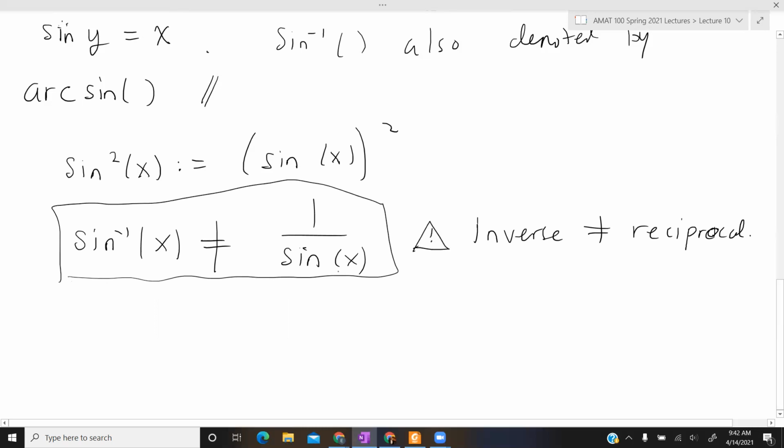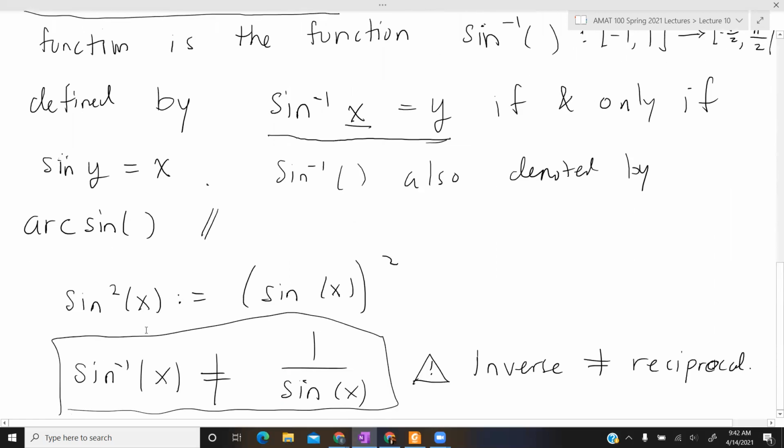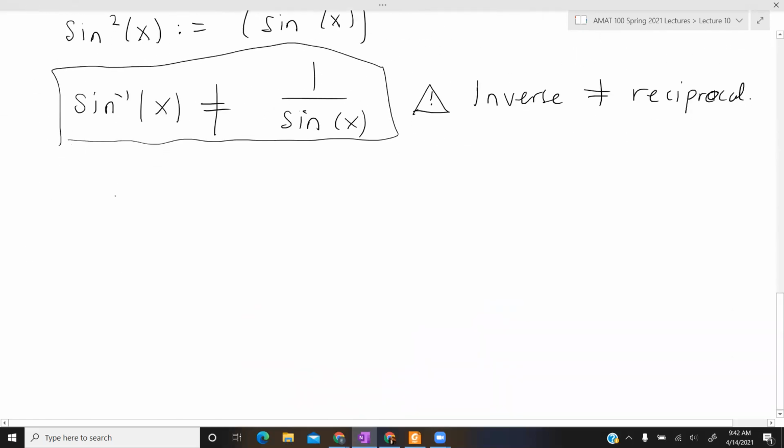That's not true. So the idea is, again, let me just go through this really quickly. We restrict the domain of sine, and what we restrict it to is this.